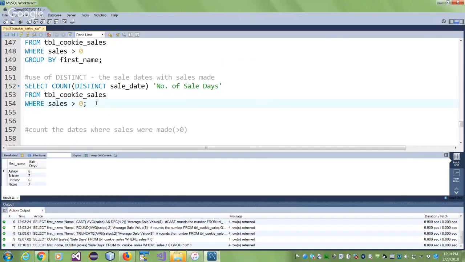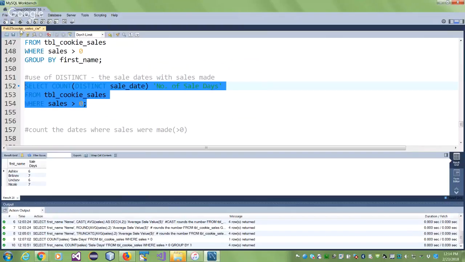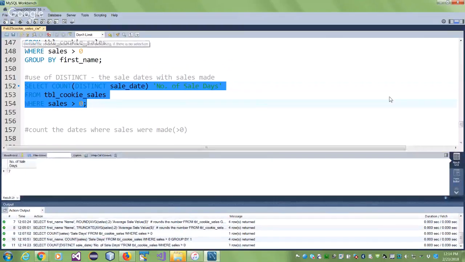Like if none of us, none of the Girl Scouts, were able to sell anything on March 1st, then it is not a sale date as such. No sales were made. So it automatically means that this should be greater than 0. So I think there were how many days? 7. Because if Brittany has made sales on 7 days, the answer should be 7. There it is. Why? Because it has counted each day once only.